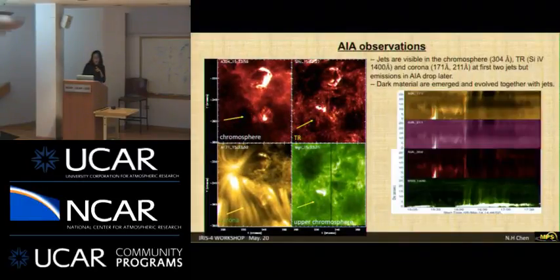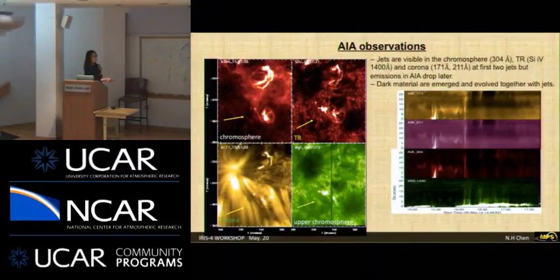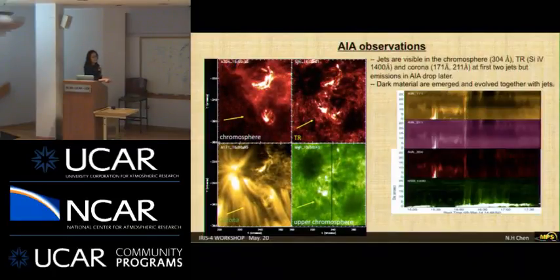So I simply cut through the propagation of the jet. We find that in the silicon 4 line, we always see the jet occurring all the time. For the rest of the AIA observation, we only saw something on the first two jets. The rest is very faint emission, or mostly dark. So we think about why is that?